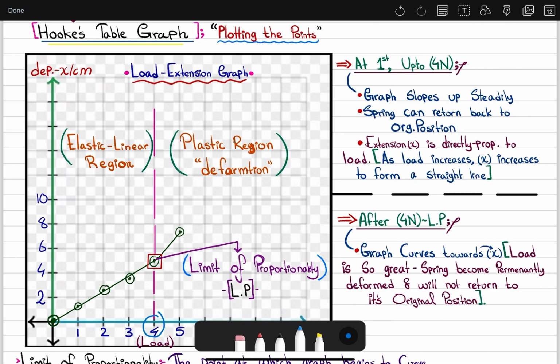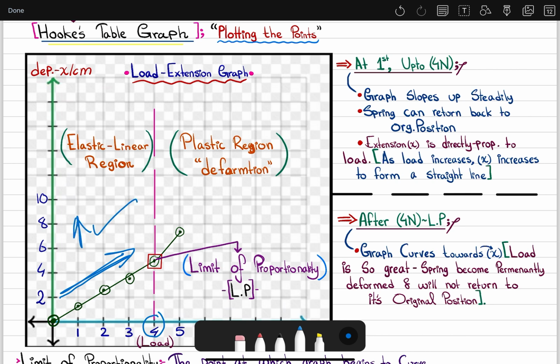The graph will curve towards the x-axis, okay? The load is so great now, the spring has become permanently deformed, and it will not return back to its original position. So before, it was in the elastic linear region, the graph is increasing steadily, okay, directly proportional.